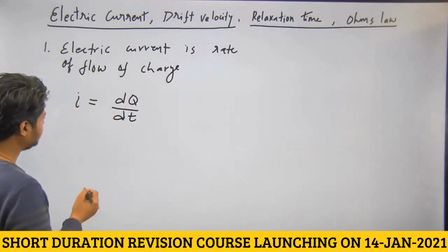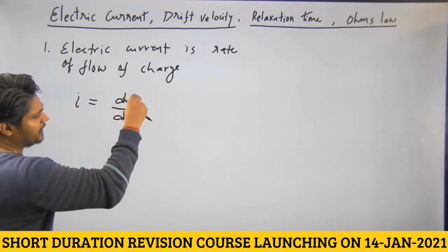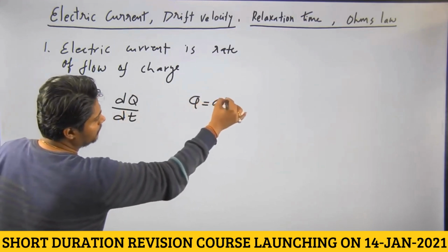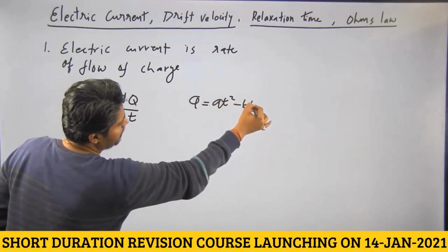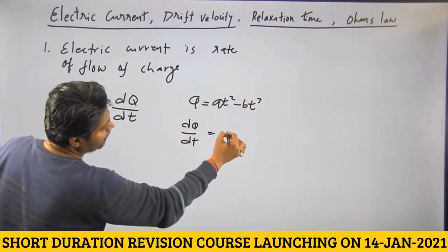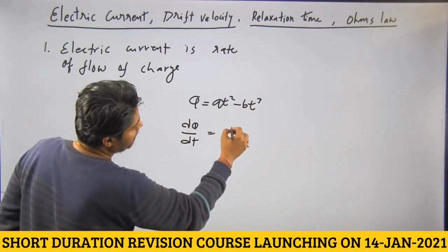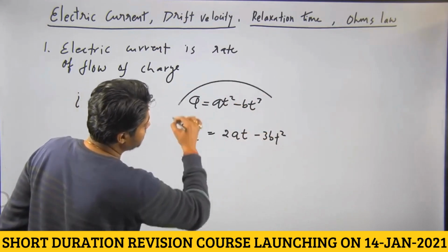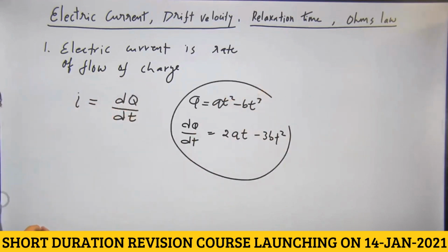I is equal to dq by dt. This is instantaneous current. If the charge is given as a function of time t, for example, q is equal to at square minus bt cube, you can just differentiate dq by dt and get the value of current I will be equal to 2at minus 3bt square, like this. These are the simple things.